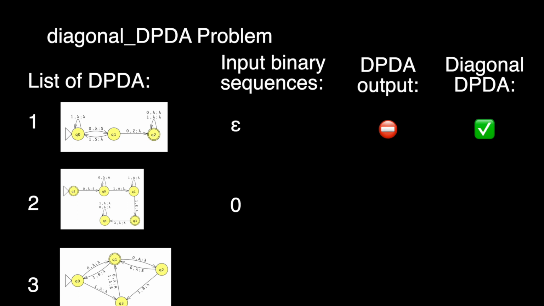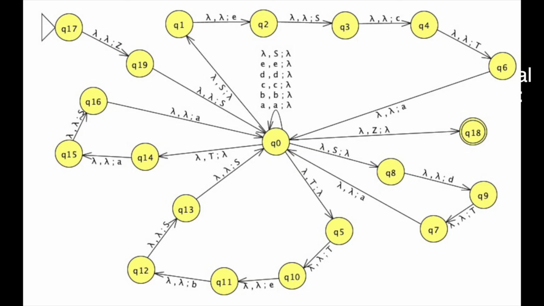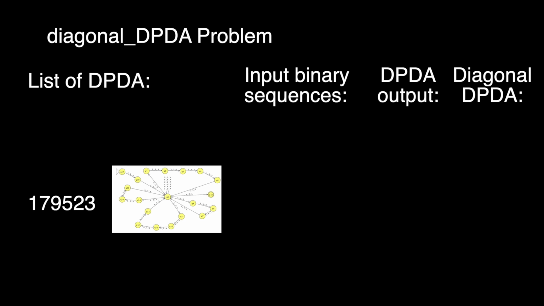Further, it outputs yes on the binary sequence 0 if the second DPDA outputs no and no otherwise, and so on. This problem cannot be solved by a deterministic pushdown automata. If it could be solved by such a machine, this machine would appear somewhere in that list. On the input binary sequence corresponding to that machine, the machine would have to output no if the machine itself outputs yes, and yes if it itself outputs no. This is impossible. The demon created a decision problem that we cannot solve using a deterministic pushdown automata.